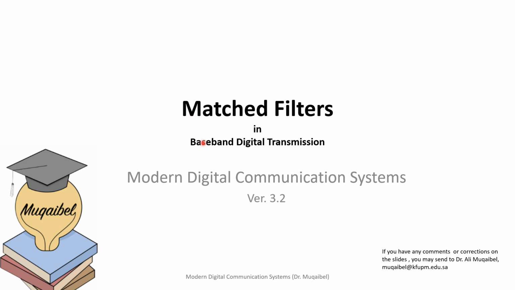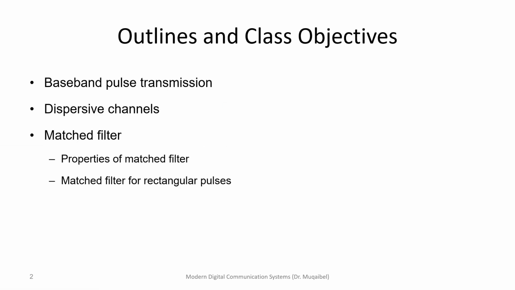Today's topic is matched filters. We will give some examples in baseband transmission, but the concept remains valid. So we'll focus on matched filters. The outline and objectives: as I mentioned, we'll focus on baseband pulse transmission as an example. We'll look at the dispersive channel, and then we'll focus on the matched filter, the properties of matched filters, and matched filters for rectangular pulses as an example.